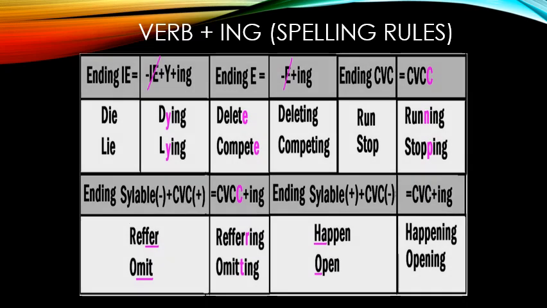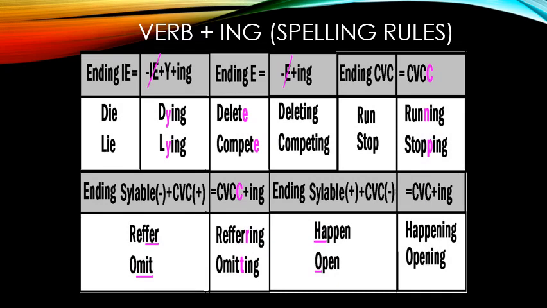This is a table of examples when adding ing to some verbs. For the verbs ending in ie, you see, I changed the ie into y and I put ing: die, dying, lie, lying. Here, ending in e, what should I do? I should delete the e. I remove the e and I add ing. Delete, deleting.